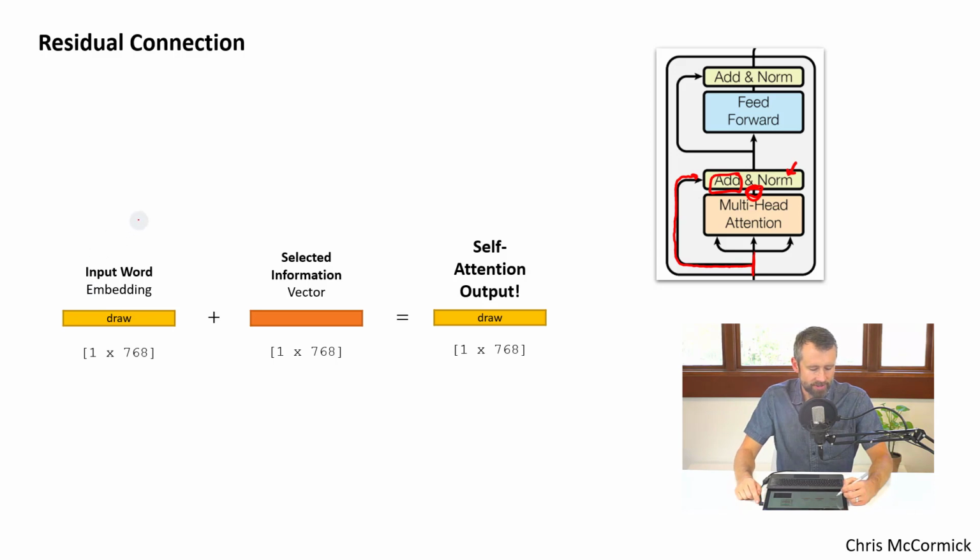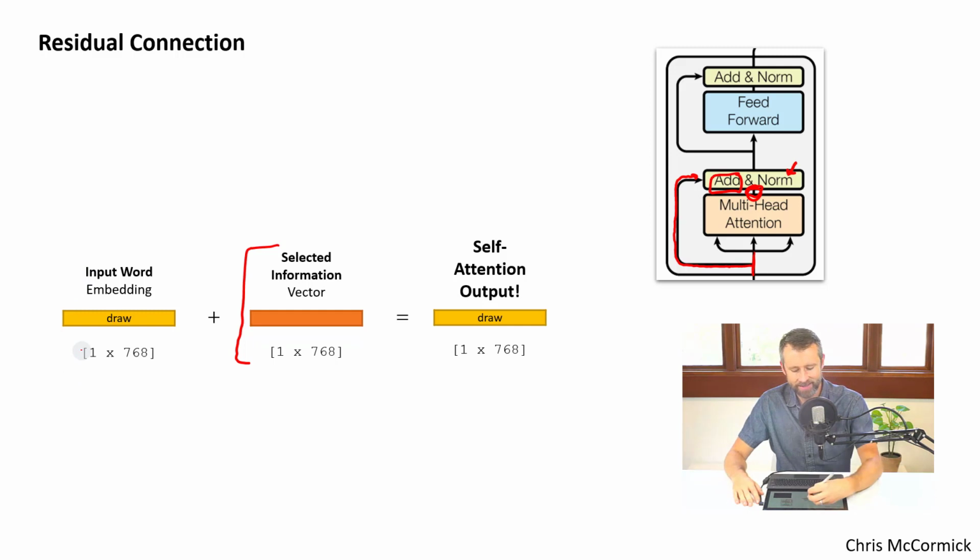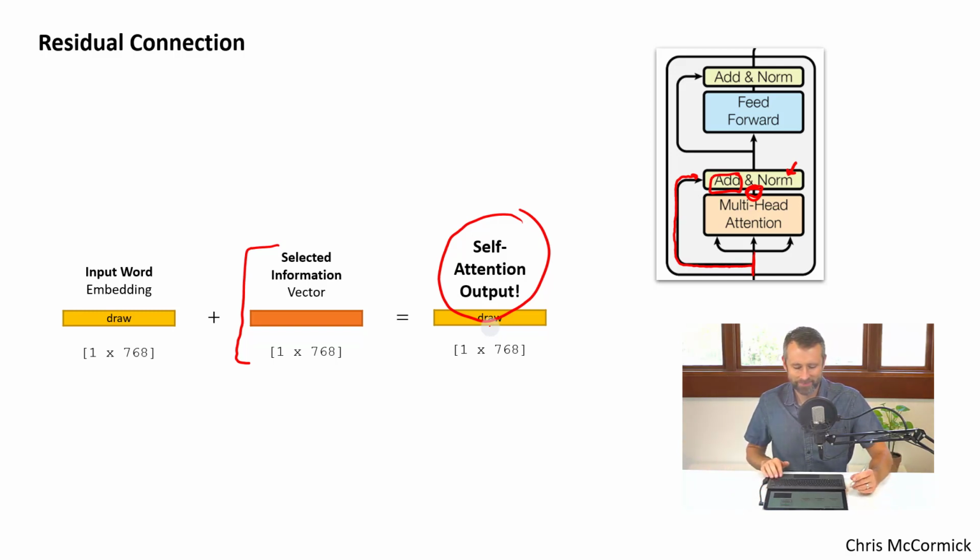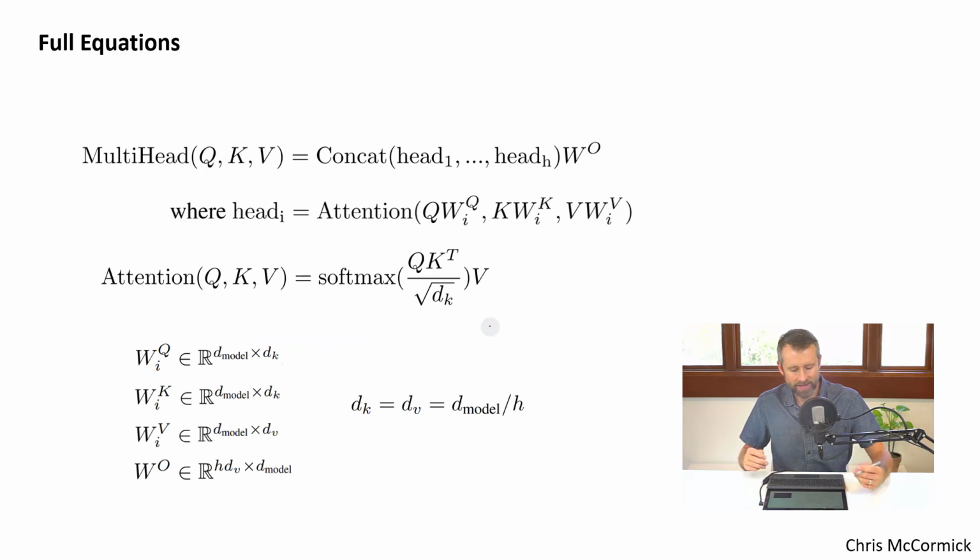What the residual connection really does is that we'll take our final selected information vector containing the information from the targets that we've extracted, and we're going to add that to our input embedding so that now we have our final enriched embedding for the word draw, where we've enriched it with additional information from those targets. All right, so let's review the equations one more time. Hopefully we can look at these and feel pretty comfortable with them now.